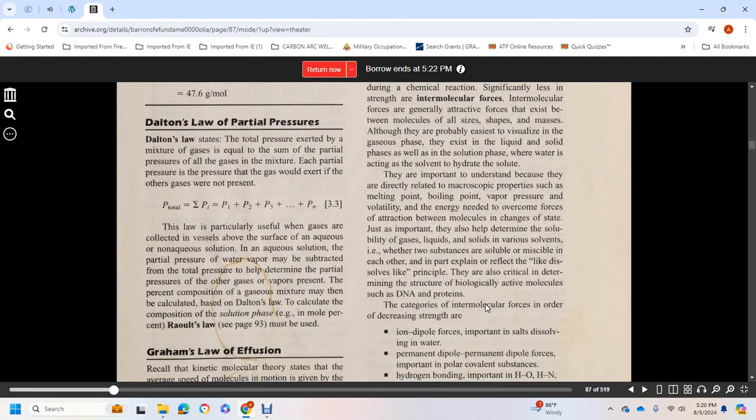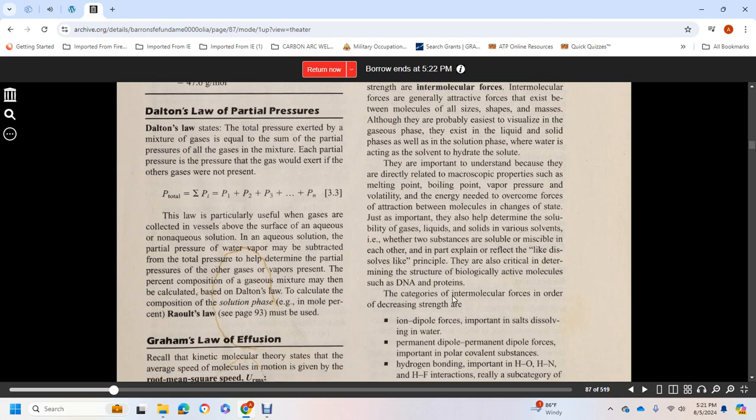They are important to understand because they are directly related to macroscopic properties such as melting point, boiling point, vapor pressure, volatility, and the energy needed to overcome forces of attraction between molecules and change state. They also help determine the solubility of gases, liquids, and solids in various solvents, whether two substances are soluble or miscible in each other, and in part explain the like-dissolves-like principle. These forces are also critical to determining the structure of biologically active molecules such as DNA and proteins.